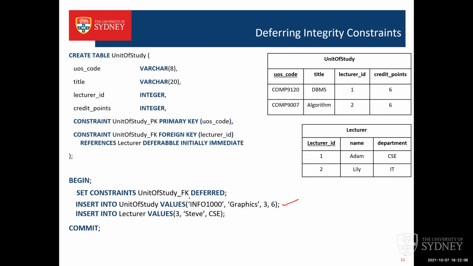Why? Because he is not checking. This one is deferred. It will only check when the transaction is complete, and then it will insert this data. After inserting these two, he found a commit. That means the transaction is finished. Now he will check whether everything is fine. Is everything fine now? Yes.